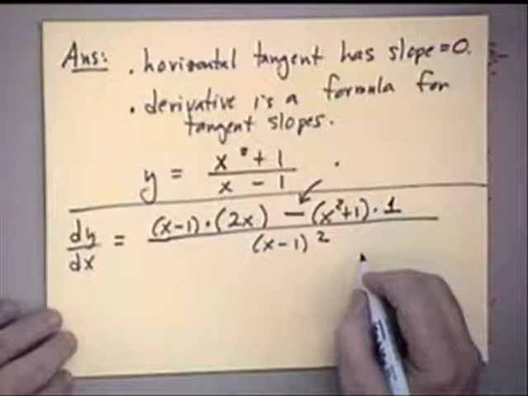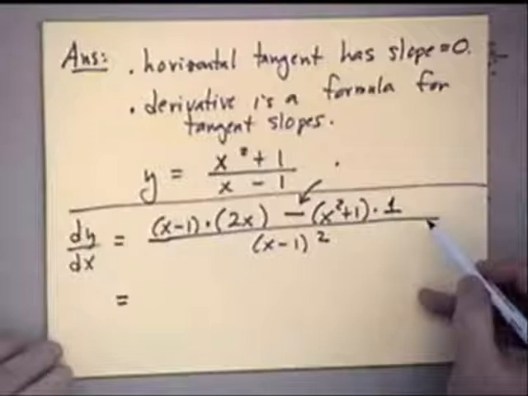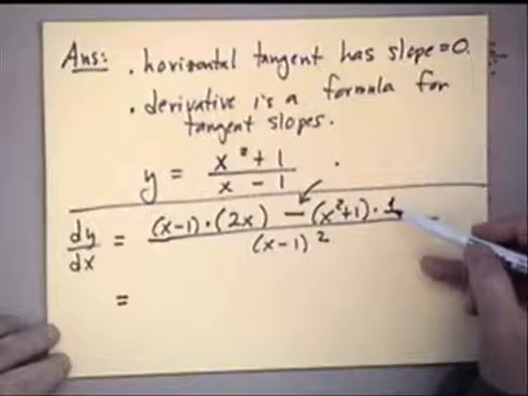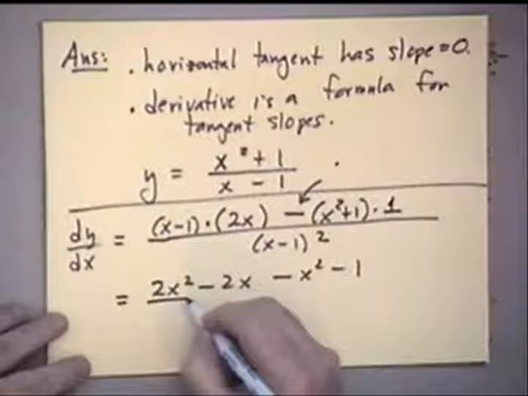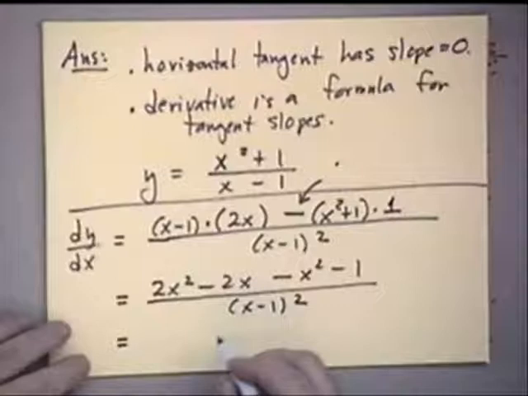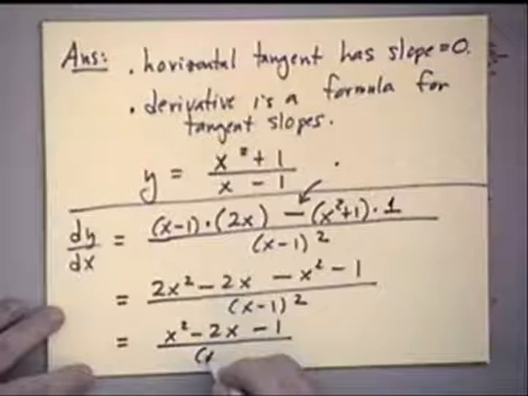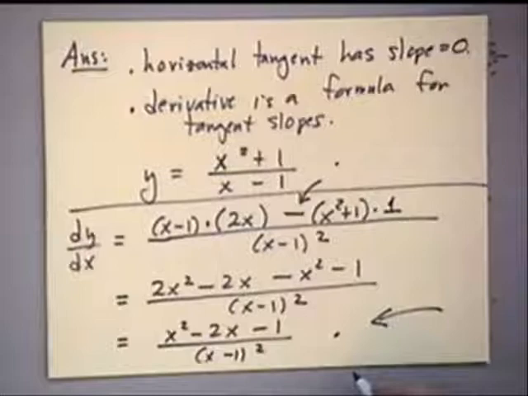So let's simplify this. Because I want to use this later, my aim at that point will be to use this to find out where the tangents are horizontal. I will want to have this as simple as I can. So if I multiply some things out, I get 2x squared minus 2x minus x squared minus 1, running that minus sign through there, over x minus 1 squared, which finally simplifies to x squared minus 2x minus 1 all over x minus 1 squared. So there's my derivative, which remember is a formula for tangent slopes.